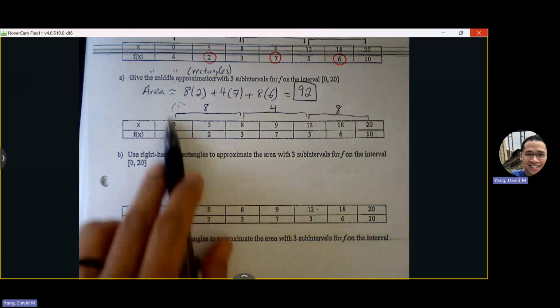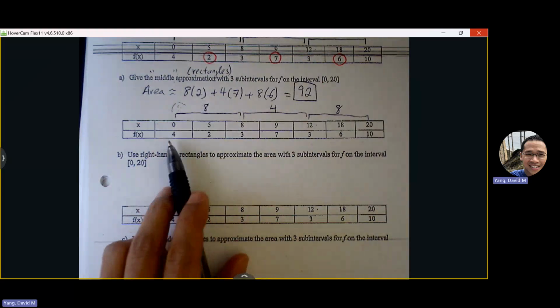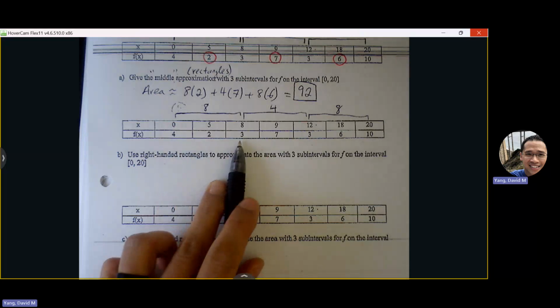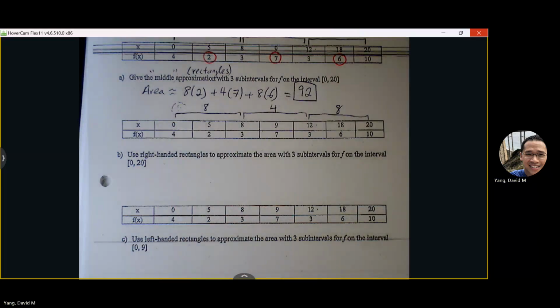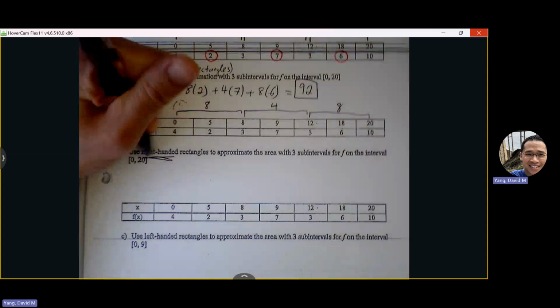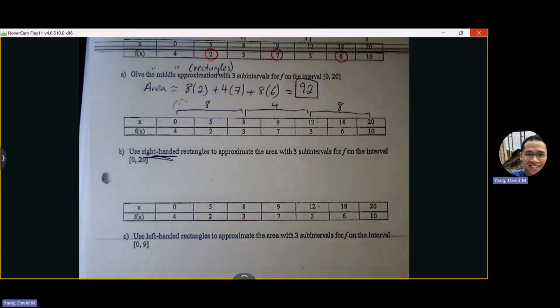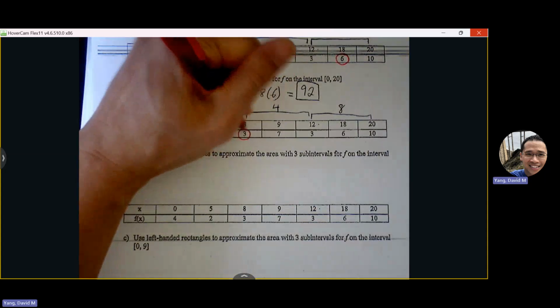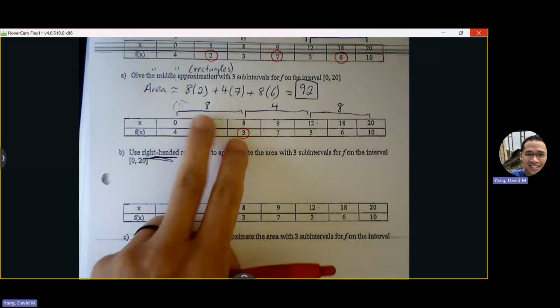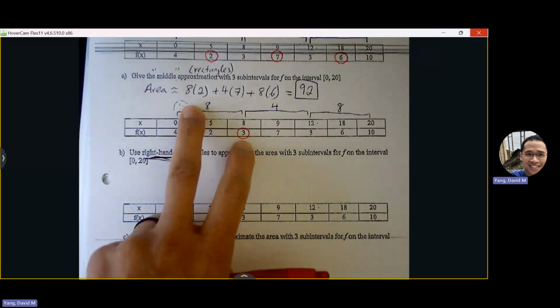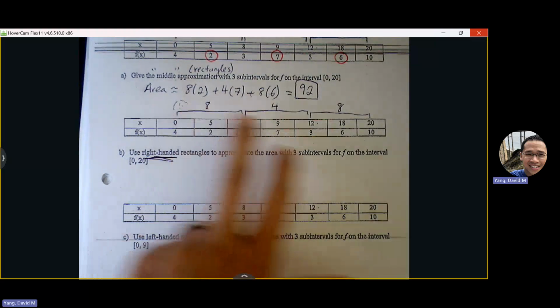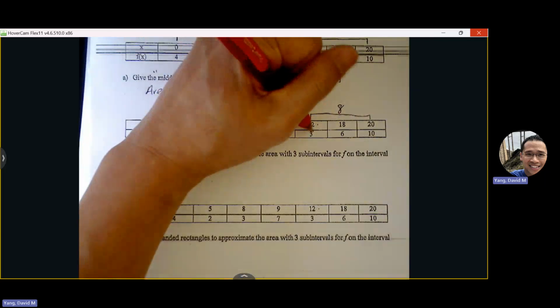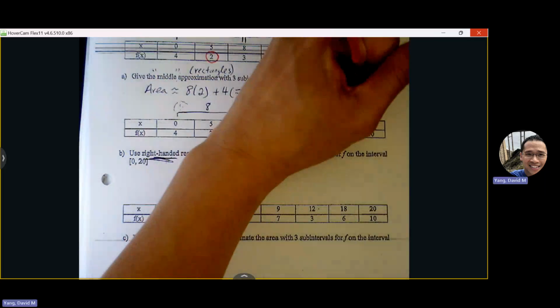So for the first interval, what do you think we're going to choose? The 4, the 2, or the 3 as the height? 3. Yeah. So we're going to choose the corner that is at the right of each subinterval. So my first rectangle will be width times height, 8 times 3. Second rectangle will be 4 times 3. Third rectangle will be 8 times 10.